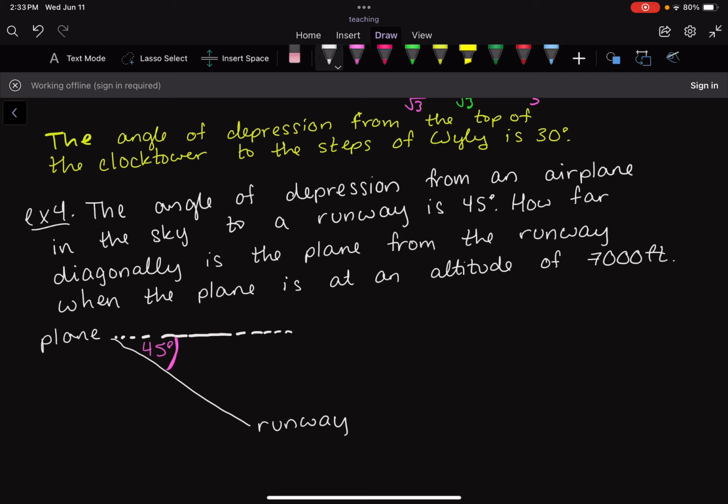Then we're also given the height of the plane. So I'm going to draw that over here. So it tells me that the plane is 7,000 feet altitude, so in the air. And I can make this a right triangle. And again, I usually say for these, assume this is a right triangle. Now we're looking for this diagonal distance. So we're looking for this distance here. I'll just call it D for distance. You can call it whatever you want.